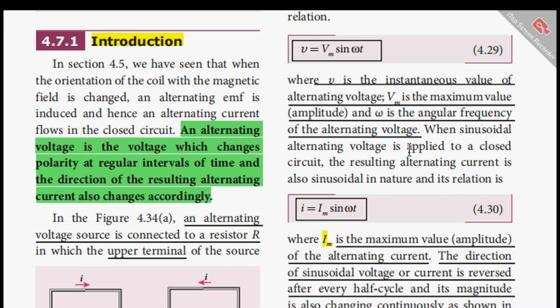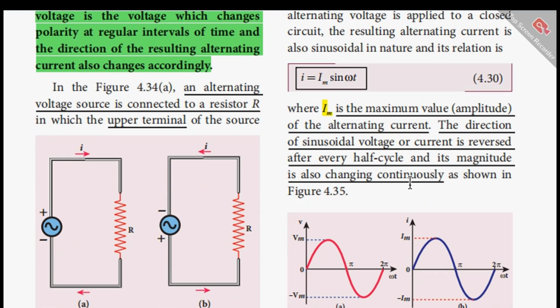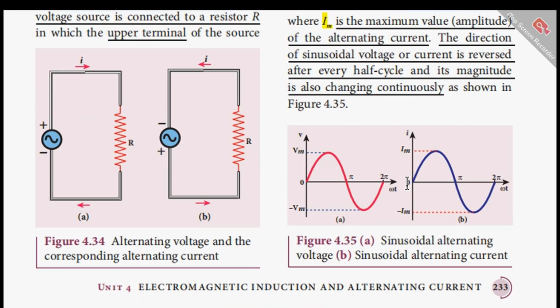And the sinusoidal alternating voltage is applied to a closed circuit. The resulting alternating current is also sinusoidal in nature, and its relation is given by I is equal to Im sin omega t. So this Im is the maximum value, which is called as amplitude of the alternating current. The direction of sinusoidal voltage or current is reversed after every half cycle, and its magnitude is also changing continuously, which is as shown in this figure 4.35. So this is a sinusoidal alternating voltage indicated by this pink color graph, and sinusoidal alternating current indicated by this blue graph.